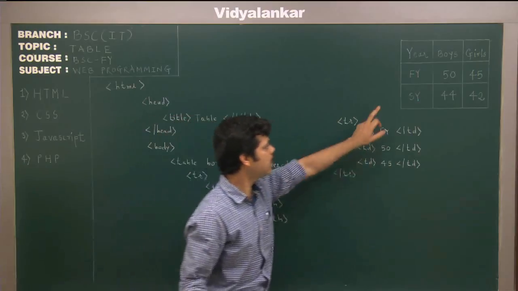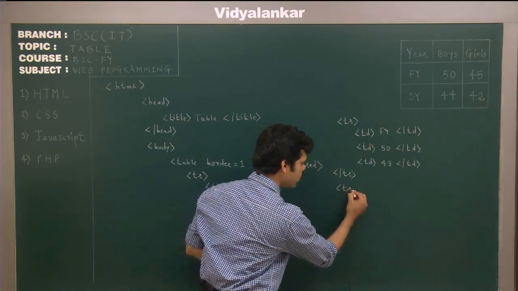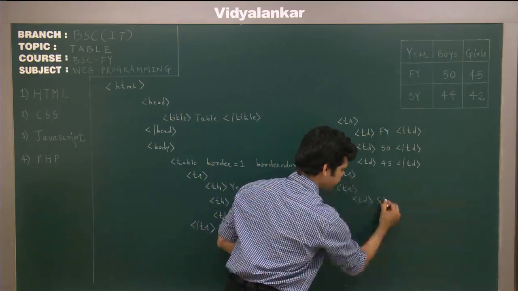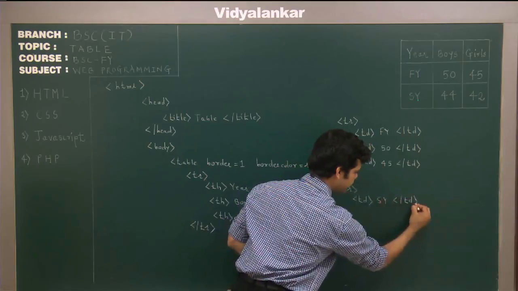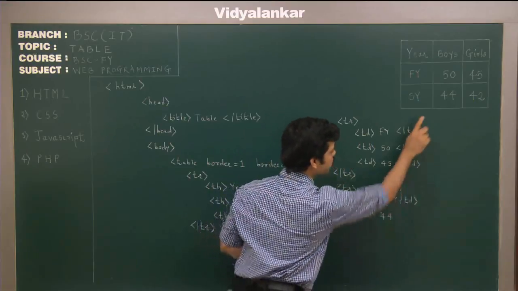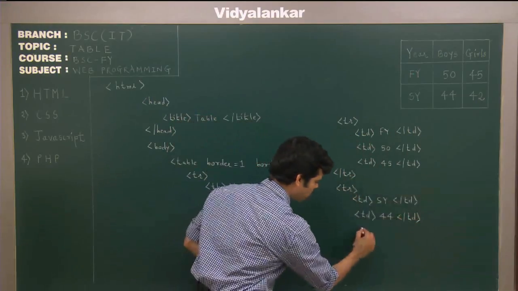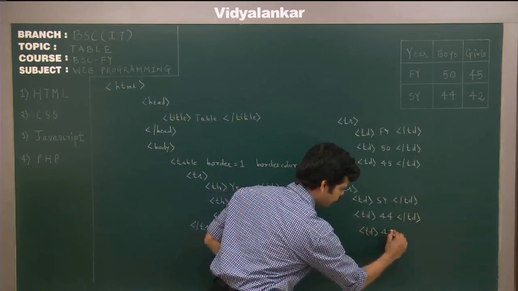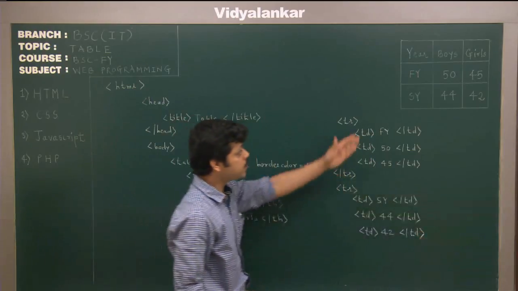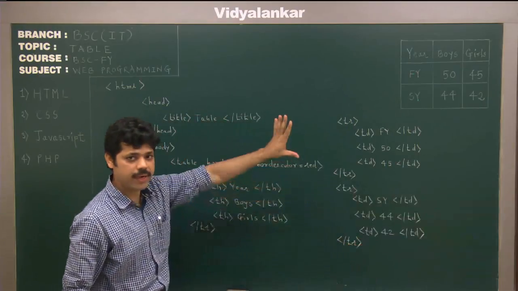Now I want to create the third row, SY 44 and 42. So you need to create one more TR tag. Inside this TR tag, the first data, SY. Complete this TD tag. Then second data, number of boys, 44. This completes your second data. Then the third data, number of girls, 42. This completes your third data, and this will complete your third row. It's the closing tag of TR. Your entire table gets created.